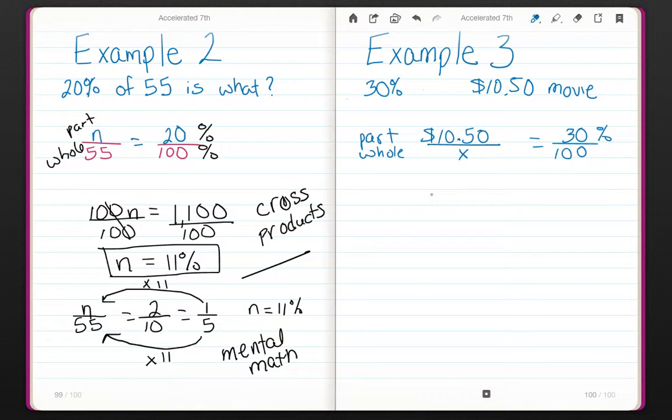So again, cross products. 30x equals 1,050. Divide by 30. X equals 35. Let me double check that. Yep, equals 35. So I have to earn $35 in order to be able to afford to go to the movies and stay within my budget.